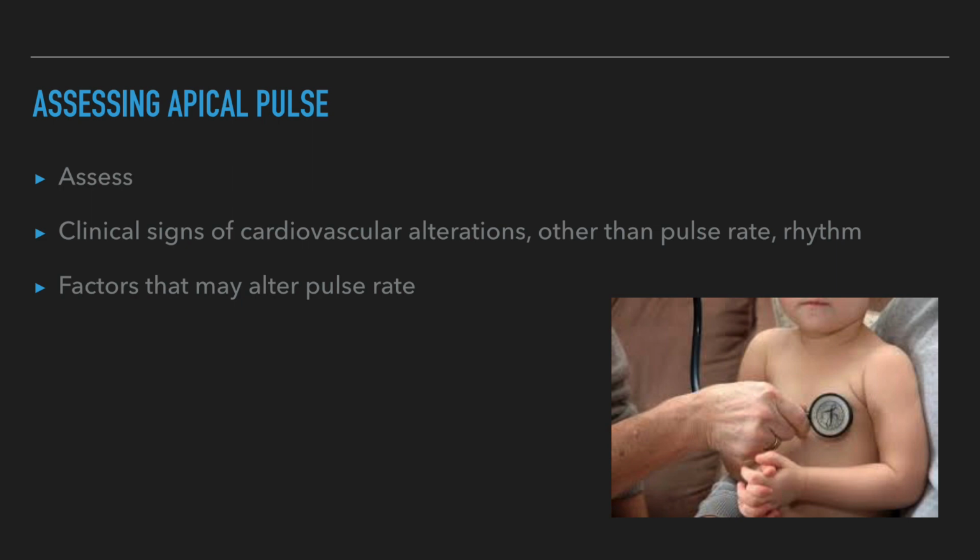When checking for apical pulse, assess the following. 1. Clinical signs of cardiovascular alterations, other than pulse rate, rhythm, volume like dyspnea, fatigue, pallor, cyanosis or syncope. And 2. Factors that may alter pulse rate like emotional status, activity level, medications that affect heart rate.